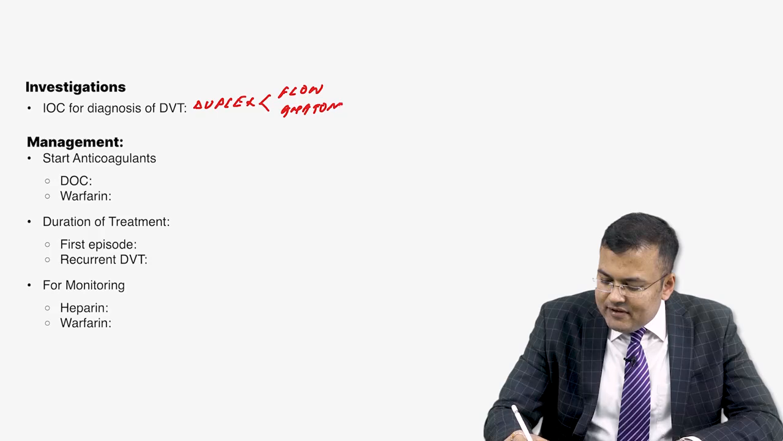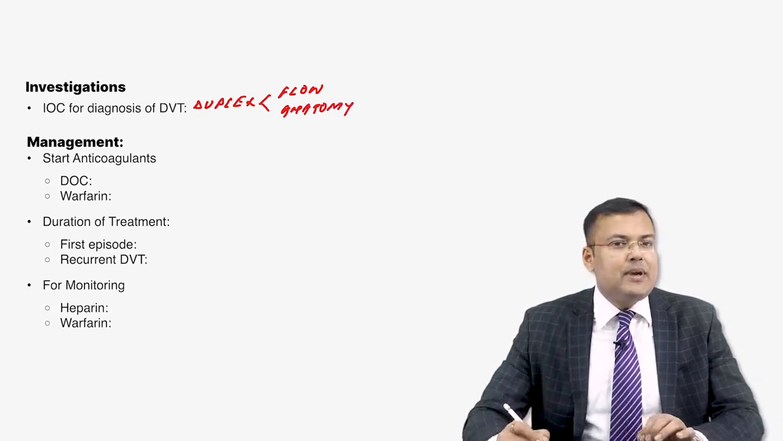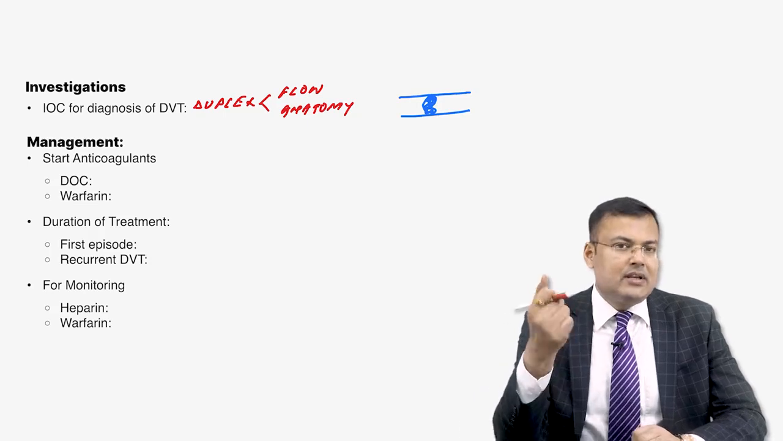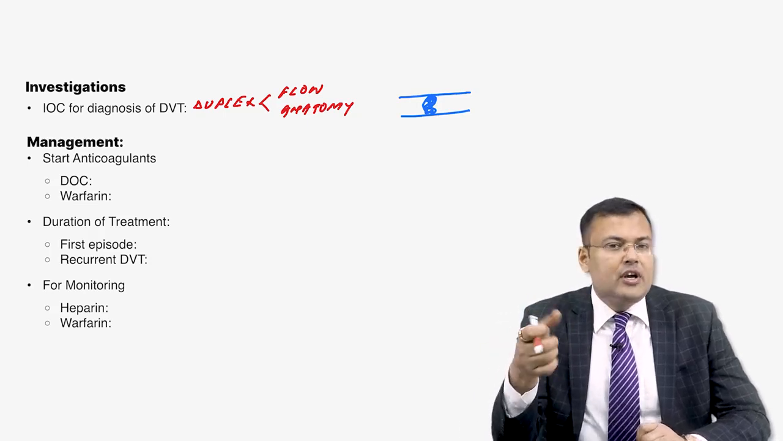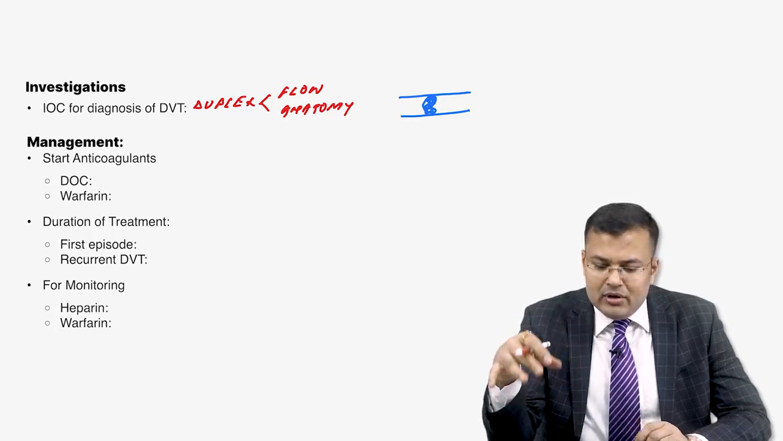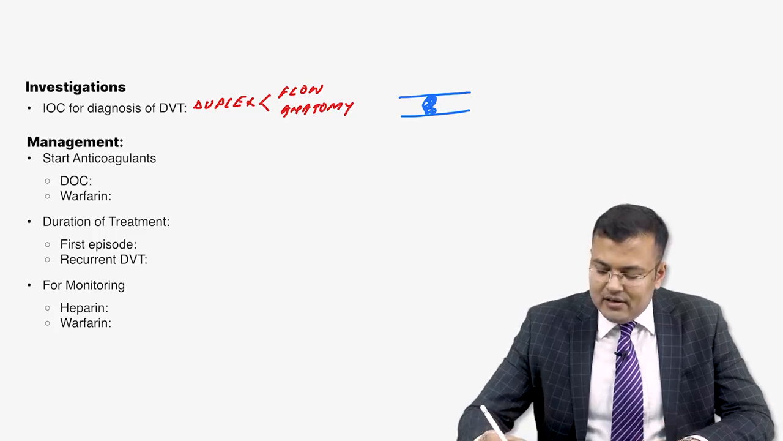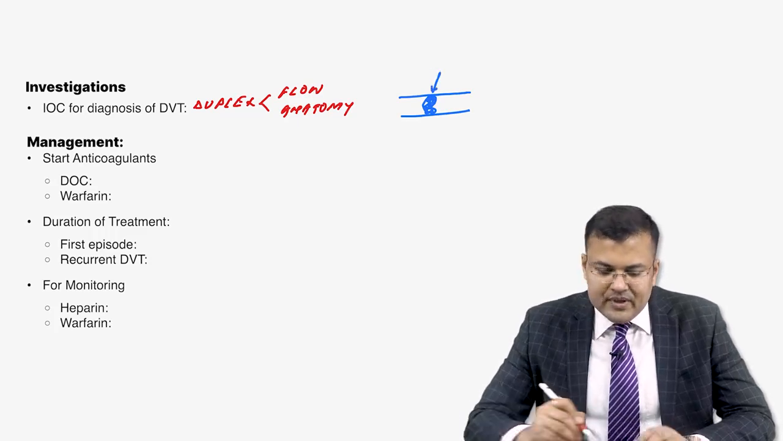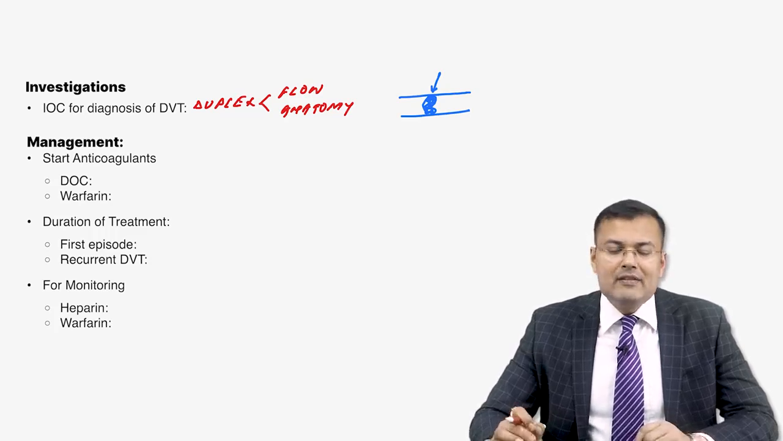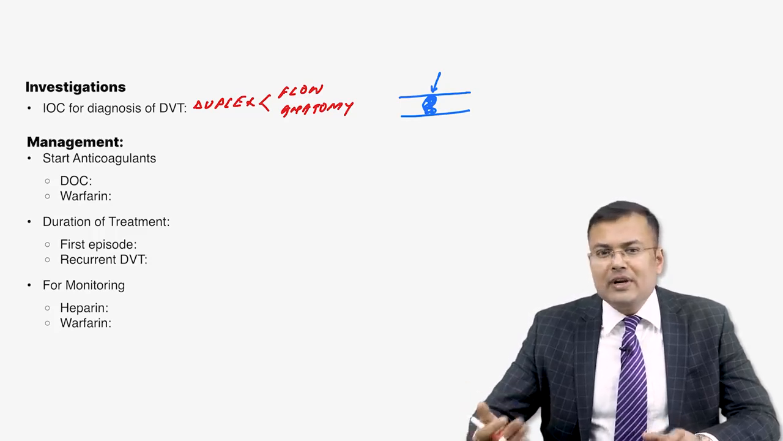Obviously, if the vein is obstructed, what will happen? There is impaired flow. This is the vein and here is the thrombus. At the site of thrombosis, if you try to compress the vein with the probe, it is difficult to compress it. Clear? So the investigation of choice for diagnosis of DVT is duplex, which includes both Doppler as well as ultrasound. So we assess flow and anatomy.